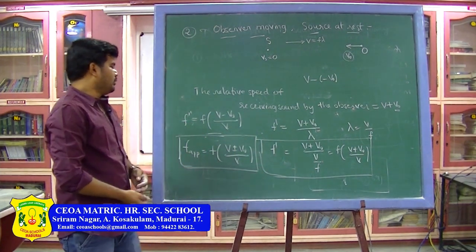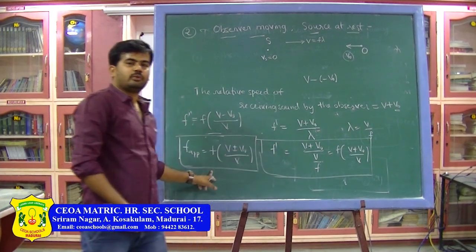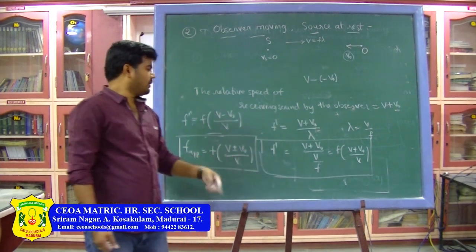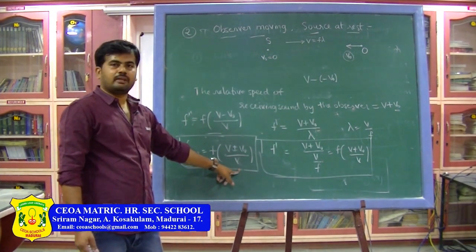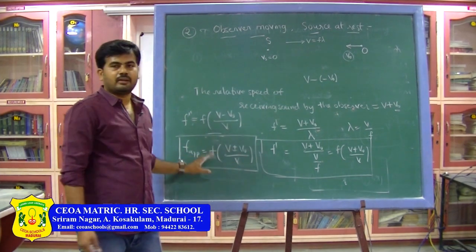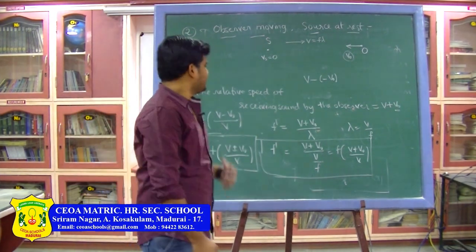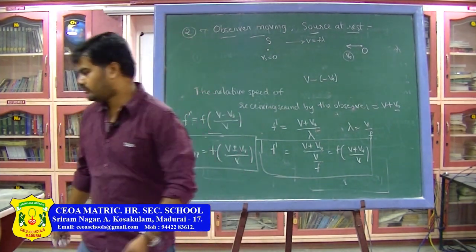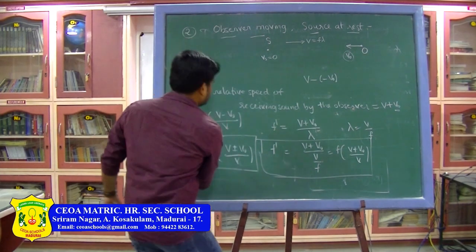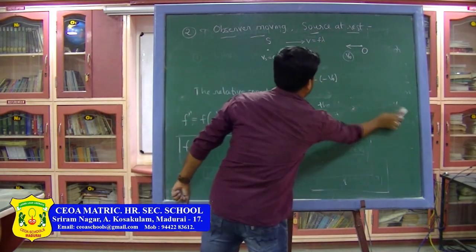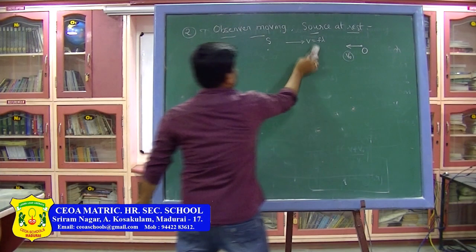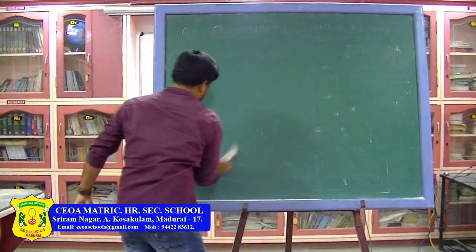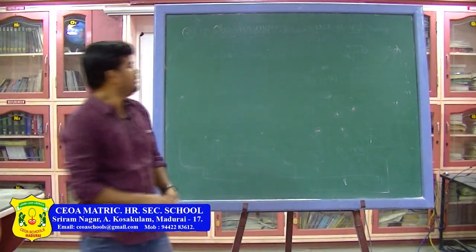So, remember, when the observer is moving towards the source, take positive, when the observer is moving away from the source, take negative. So, V plus V naught by V in one case and V minus V naught by V in another case. So, this is the second case of the Doppler effect in sound. Let me write the formulas once.